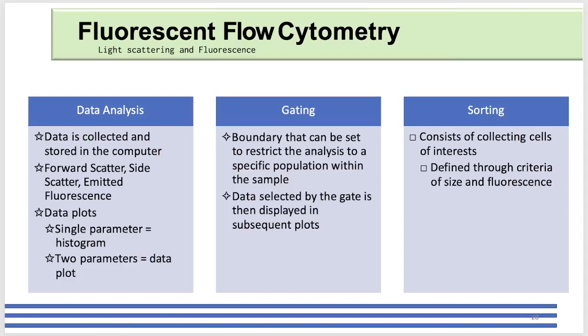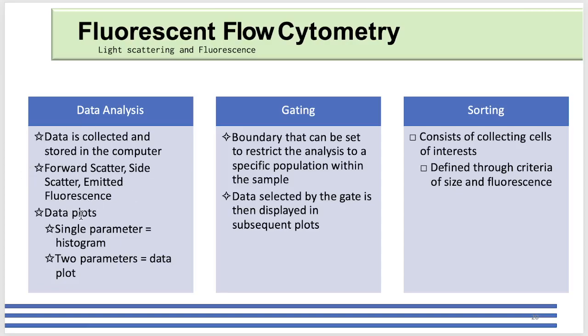So in fluorescent flow cytometry, these are the important concepts that we have to identify: your data analysis, your gating, and your sorting. Pag sinabi natin data analysis, basically, collection and being stored in the computer using now your forward scatter, side scatter, and your emitted fluorescence. Because remember, these different things that we discuss, forward scatter, side scatter, emitted fluorescence, they will have a specific na mga data or properties of the cell that will be able to collect. And then, of course, if we collect that, we have to analyze those important data.